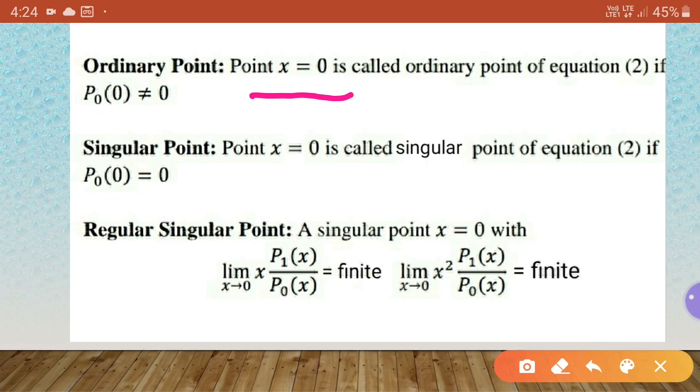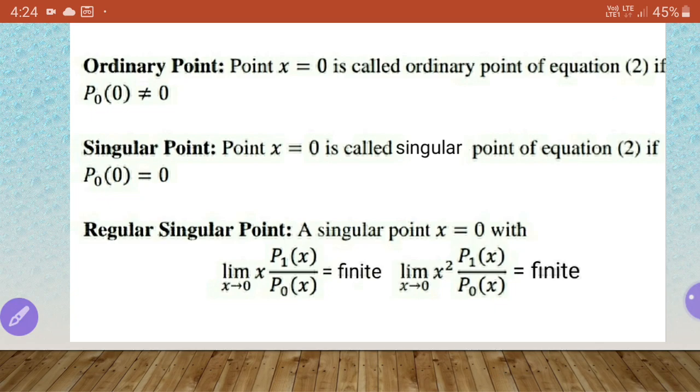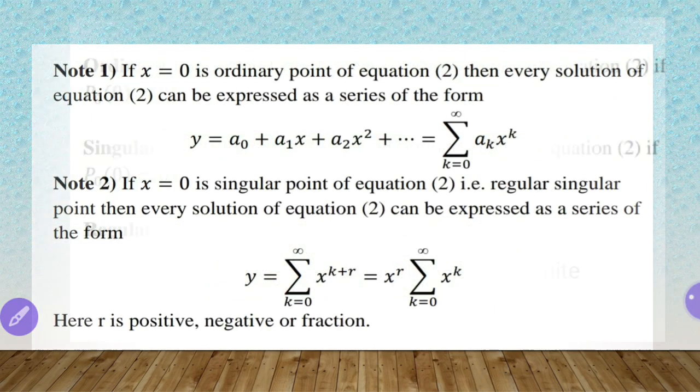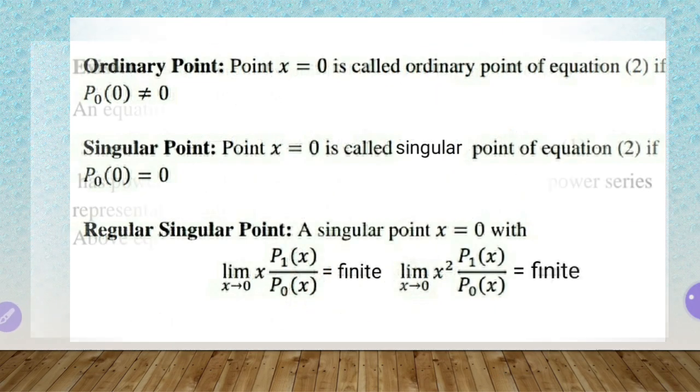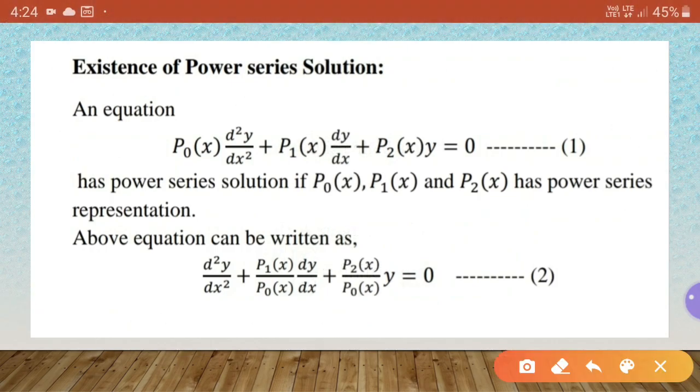If the x0 value is 0, then the point x0 equal to x equal to 0 is called an ordinary point if p0 of x is not equal to 0. What is this p0 of x? p0 of x is the coefficient of d2y by dx square.